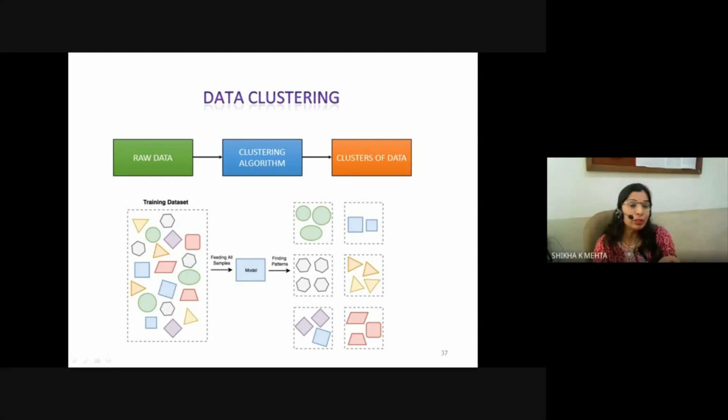So here, this particular thing is shown with the help of different shapes. All the shapes which are similar to each other are put into one cluster, and the shapes which are far apart, we can see the difference. This is to understand that when we are feeding the samples, we are finding the patterns, and similar patterns are stored together into one cluster. So this kind of clustering algorithm can be used to solve the problem as we have discussed.